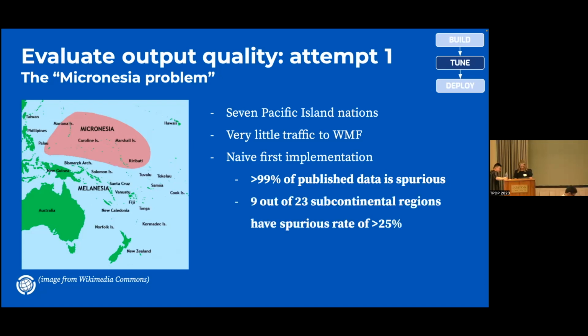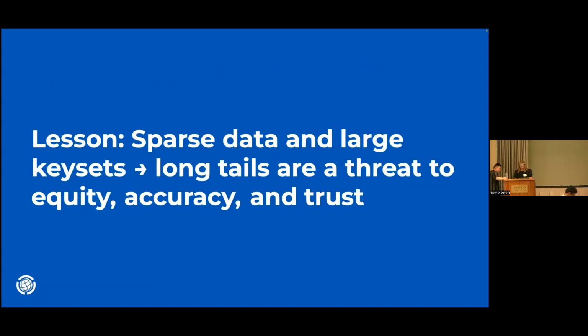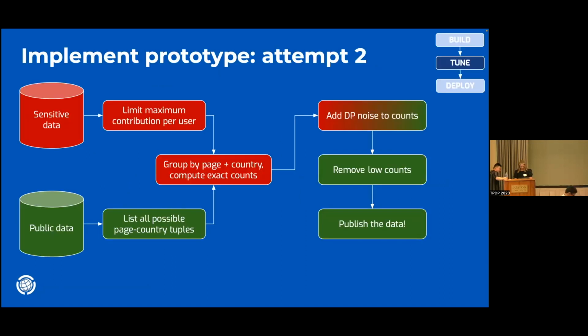And this also generalizes: 9 out of 23 subcontinental regions had more than a quarter of the data be spurious. This was concentrated in places that we were trying to focus on for equity and accuracy: Africa, Oceania, Central Asia, and the Caribbean. We wanted to make sure we were doing right by those places. So the lesson here is that global metrics can actually conceal local inequities, and also that sparse data and large key sets mean that long tails are a threat to equity, accuracy, and trust.